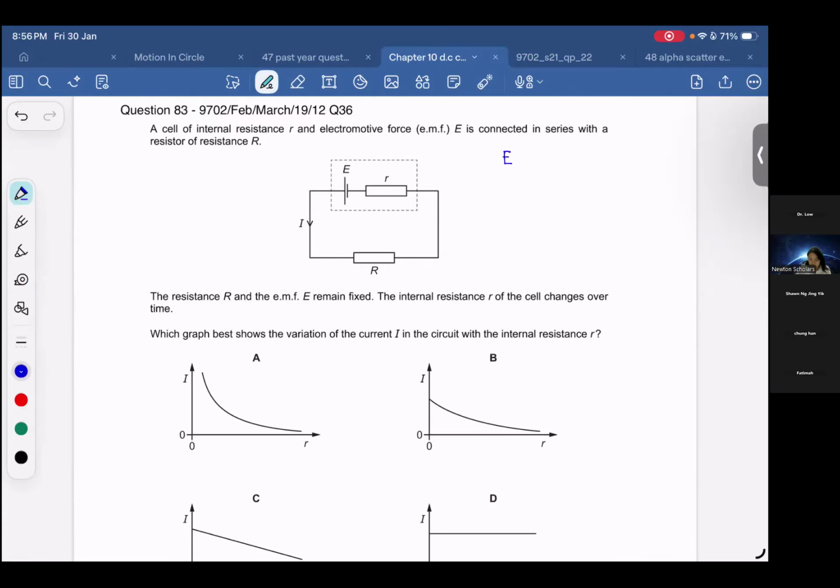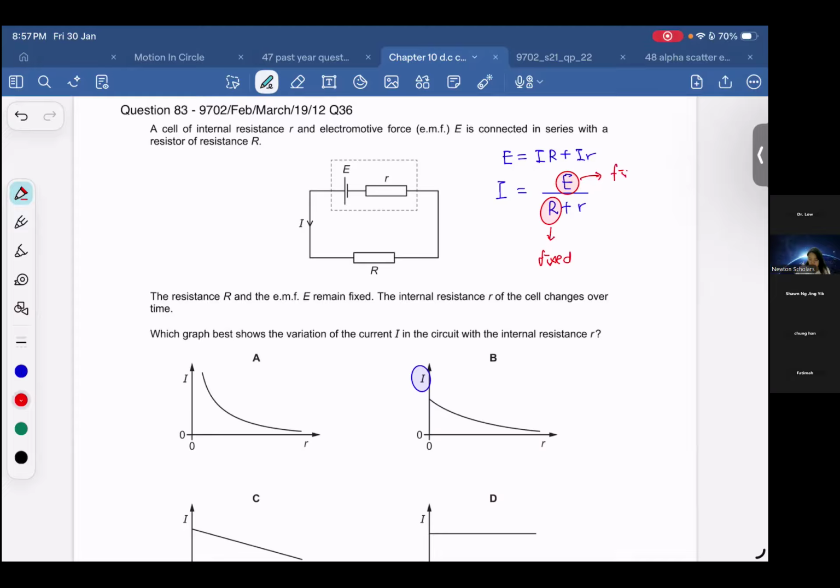So we use the formula E equals to IR plus I times r. Because here we involve I, therefore I change the V to become I times R. Here I want to know your I, so I rearrange: I equals E divided by R plus r. Am I right? So here, E and R are fixed. Fixed, doesn't change.